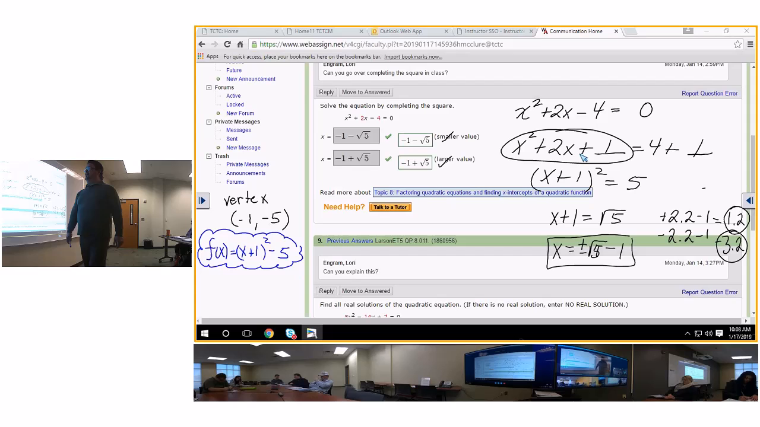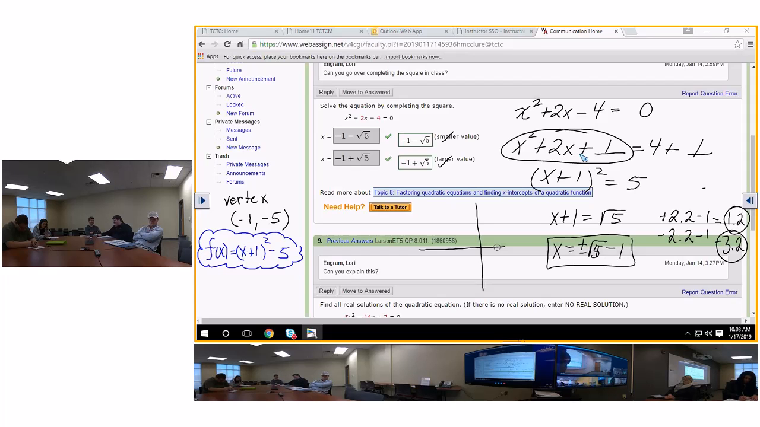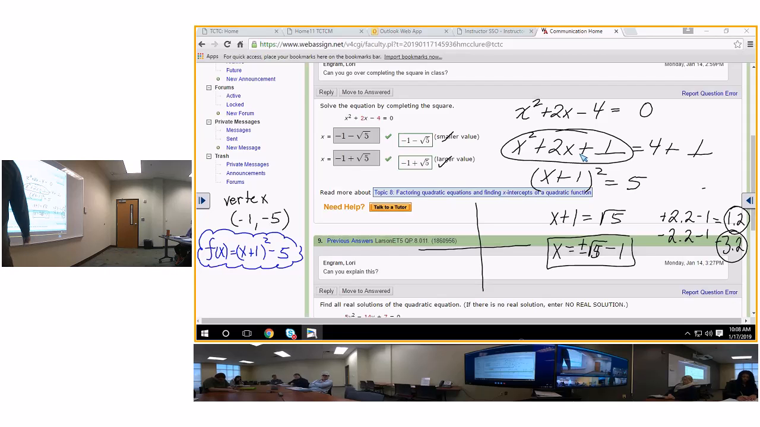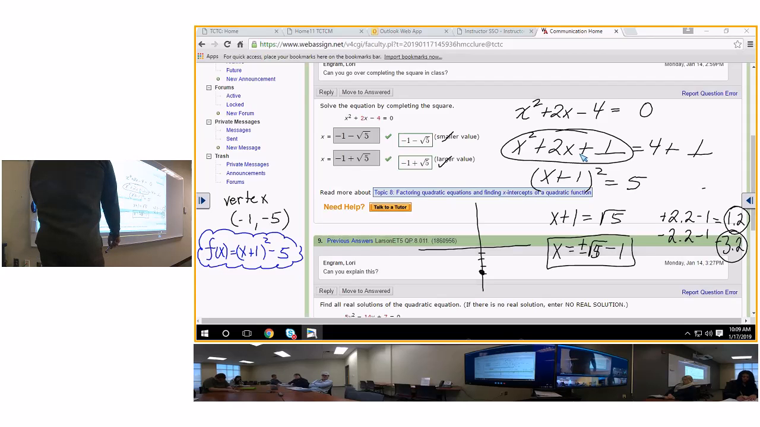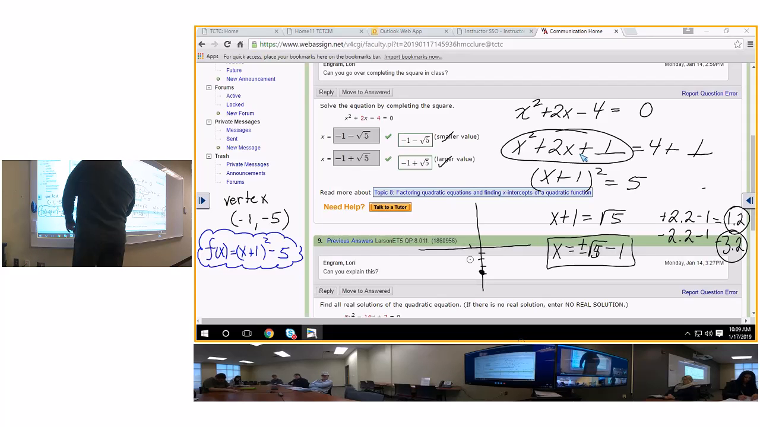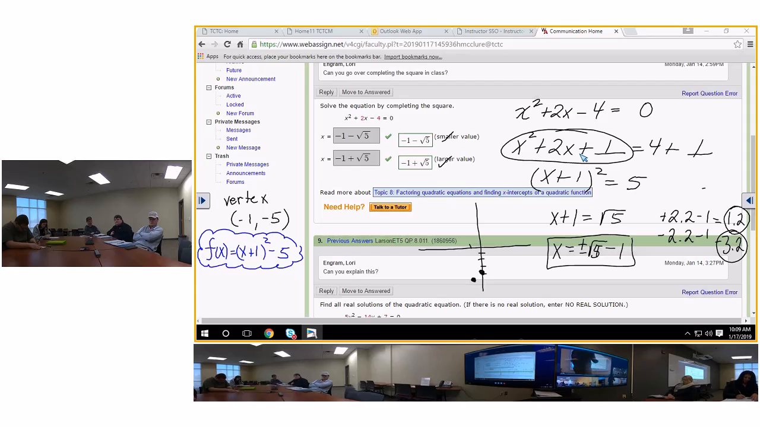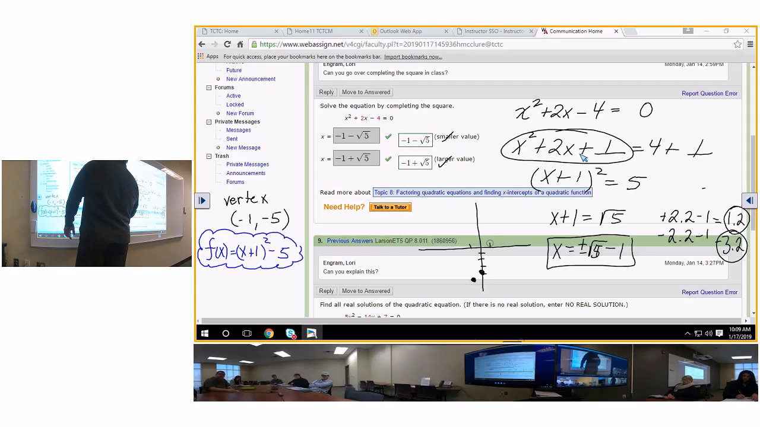So now we're ready to draw it. Here we go. We have negative 4 as our y-intercept, and our vertex is -1, -5. And our x-intercepts are 1.2 and negative 3.2.